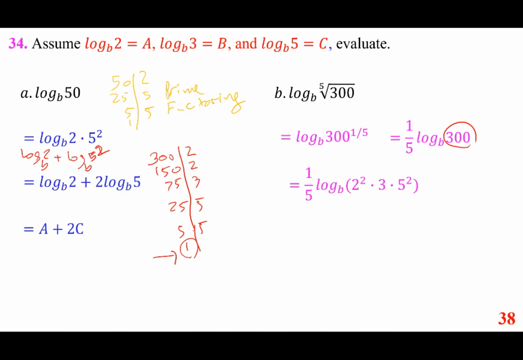And therefore, you cut this into log of 2 squared plus log of 3 plus log of 5 squared, base b, and then 1/5 sits in front. So 2 squared becomes 2 log 2, 3 is log 3, 5 squared is 2 log 5, all of them the same base, keep the same base. Now plug in: this is A, so 2A, this is B, and this is 2C. And that's the final answer.